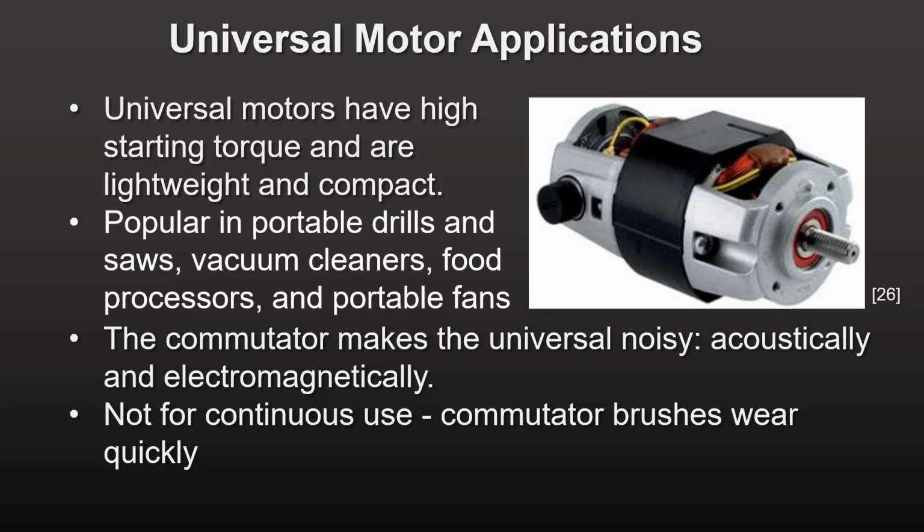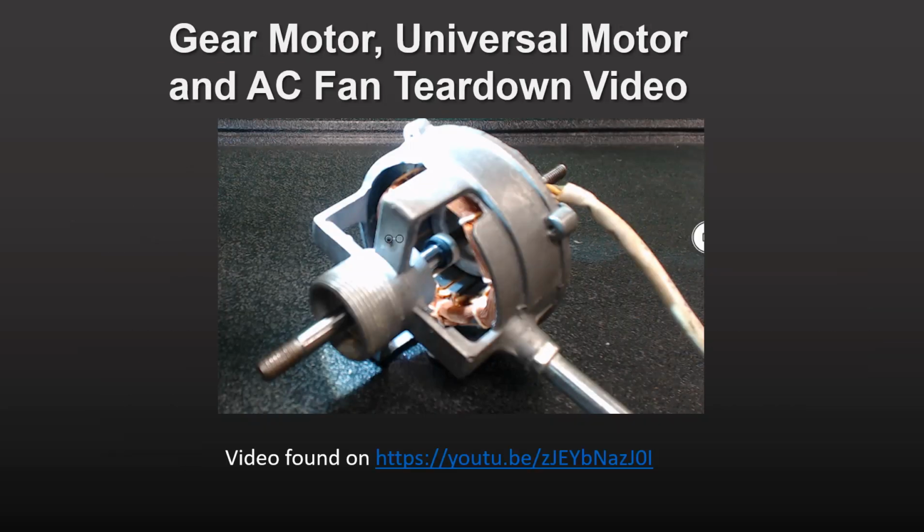products. In addition, universal motors are not for continuous use, as evidenced in the type of products they are found in. The commutator brushes wear quickly, and consumers are certainly not interested in getting their hands dirty changing carbon brushes. We made a video demonstration of the teardown of a universal motor used for a portable fan. That video is stored in YouTube with the URL given at the bottom of the slide.